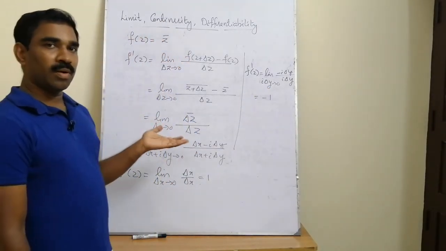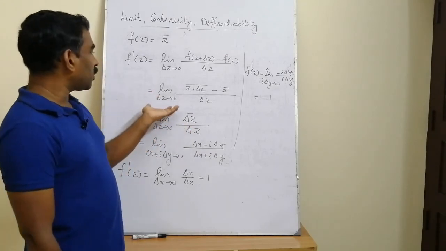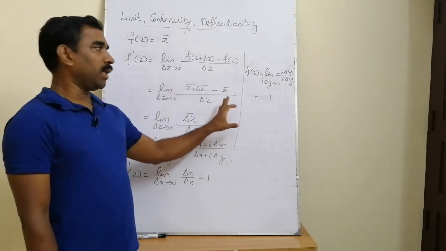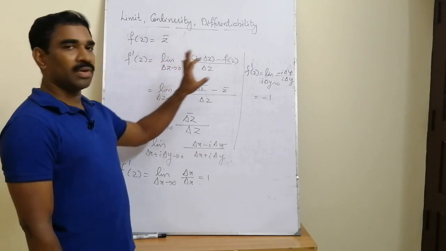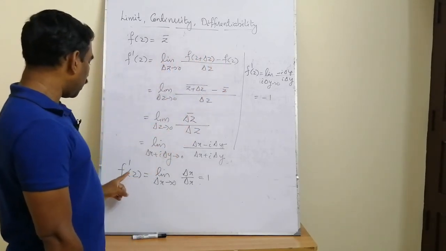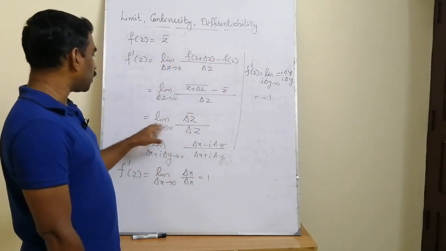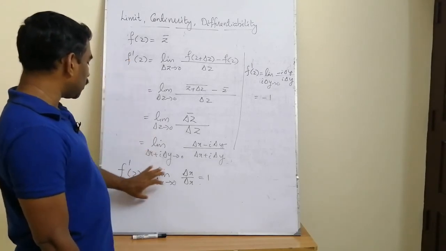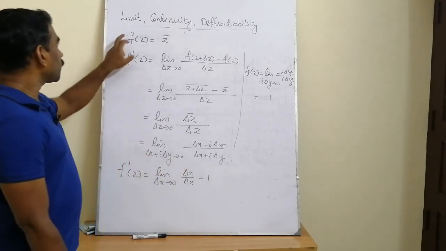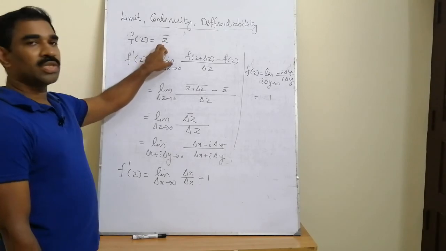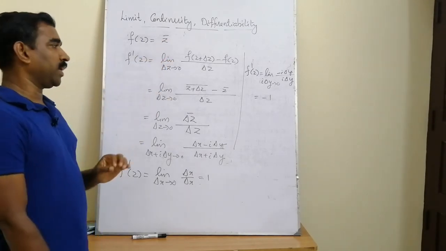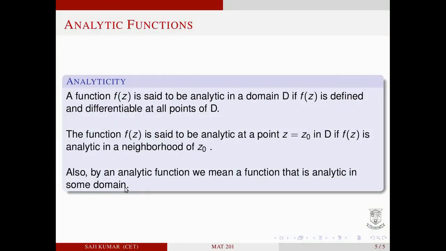For a limit to exist, if we are approaching a fixed complex number along any path in the complex plane, all the evaluations must give the same answer. Here we have two different answers for two different paths. So f'(z) does not exist, or we can say that the function f(z) = z̄ is not differentiable in the complex plane.